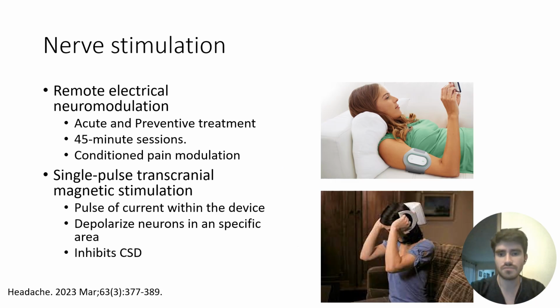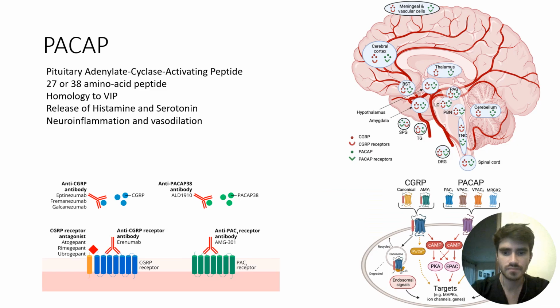Also, as non-pharmacological treatments, there's the remote electrical neuromodulator, which works both as an acute and preventive treatment. It works by using this device for 45 minutes per session, and it creates some sort of conditioning of the response to pain. There's also the single pulse transcranial magnetic stimulator, which inhibits the cortical spreading depression. That is the same pathway that creates the auras.